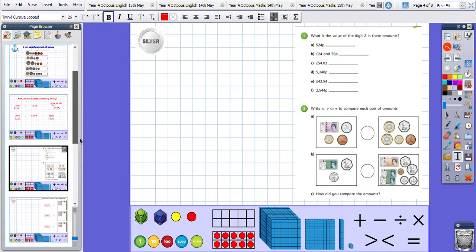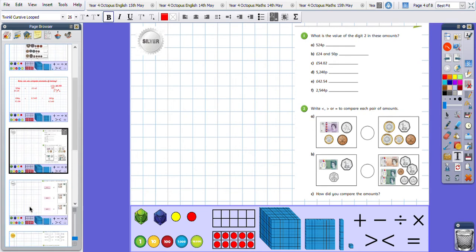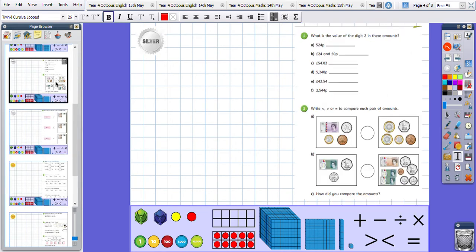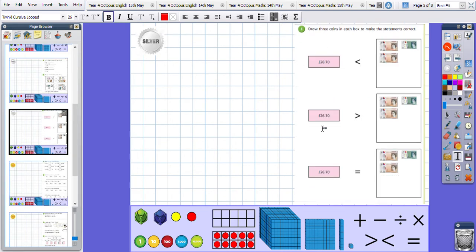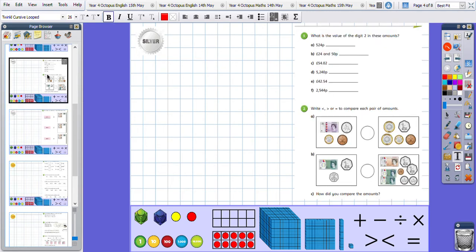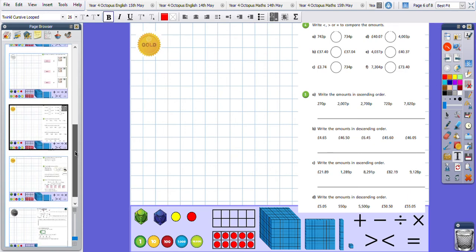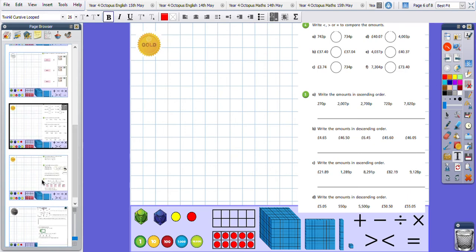So, for Silver today, you are completing questions 1, 2, and 3. There are 3 questions there. And you are going to be showing your understanding of using pence and pounds and knowing how many pence are in a pound, and also recognising your notes and coins using your greater than, less than, and equal to sign.